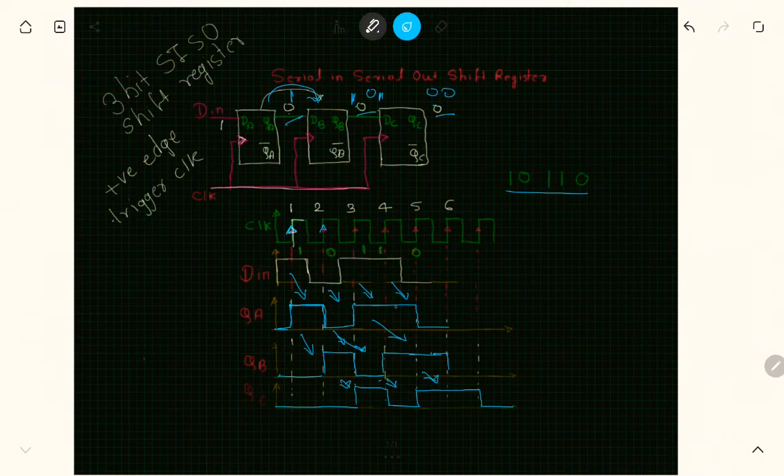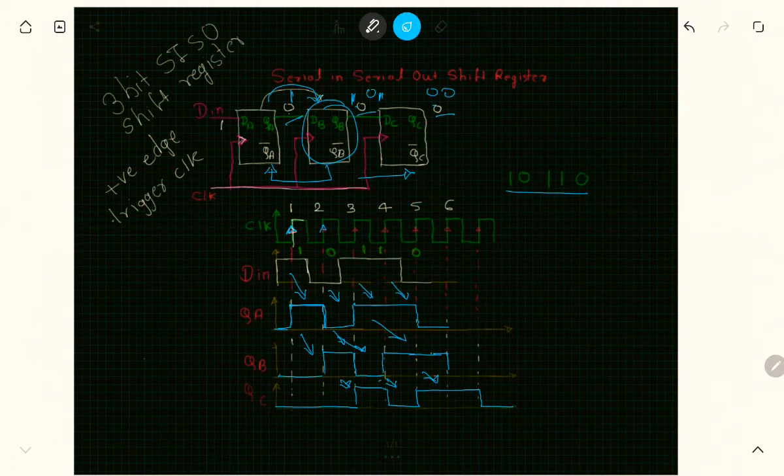Thus this output is shifted to the right, and this QA acts as an input to the second flip-flop, and therefore in the next clock pulse the output of the second flip-flop becomes high, which means this second flip-flop follows the output of the first one.